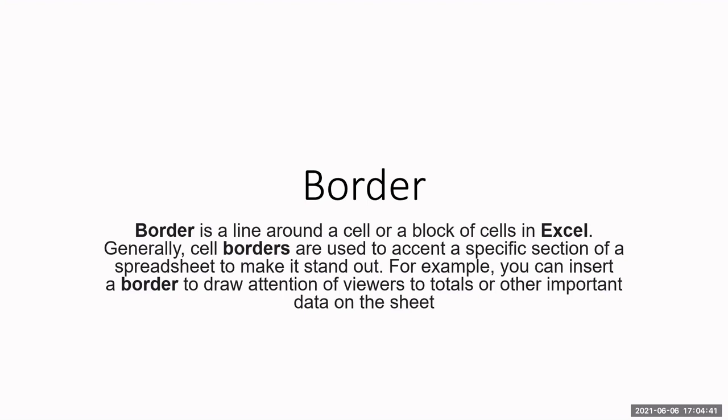Border. A border is a line around a cell or a block of cells in Excel. Generally, cell borders are used to separate a specific section of a spreadsheet to make it stand out. For example, you can insert a border to draw the attention of viewers to totals or other important data on the sheet.